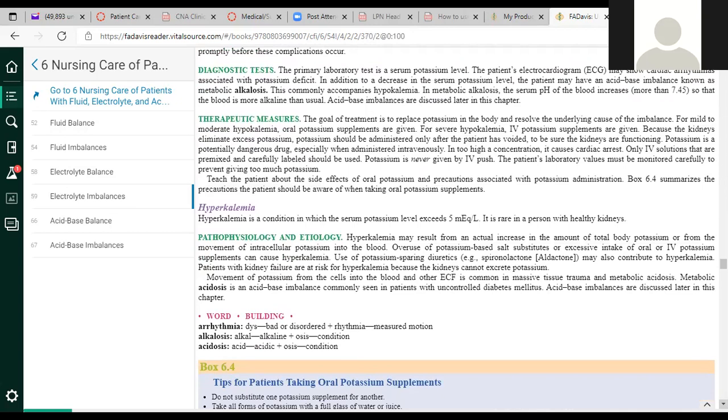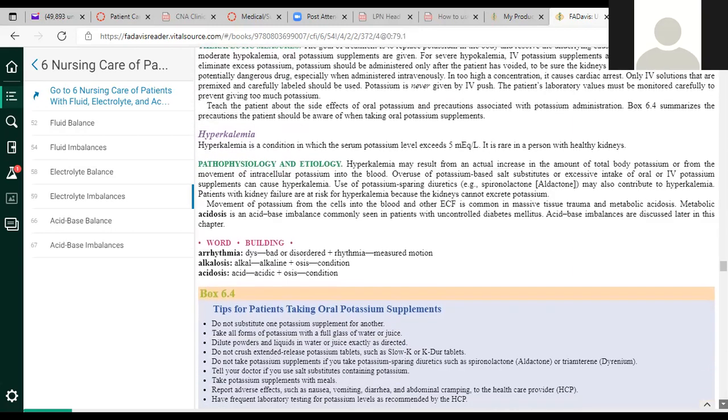And potassium can be given orally, where we're giving them pills, because even patients who are at risk for hyponatremia or who are on loop diuretics, we can encourage them about over-the-counter pills. And again, potassium can be given by IV.